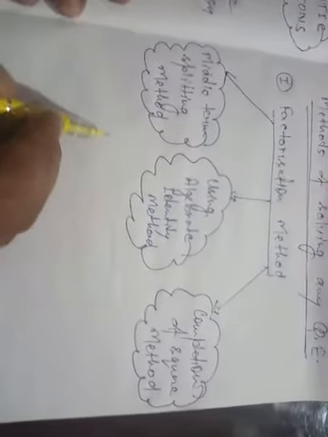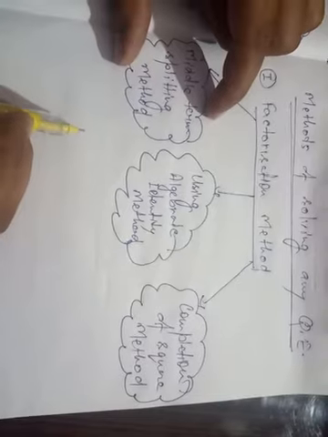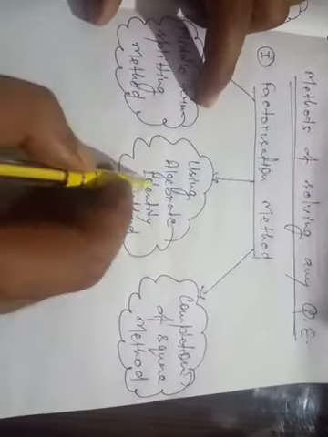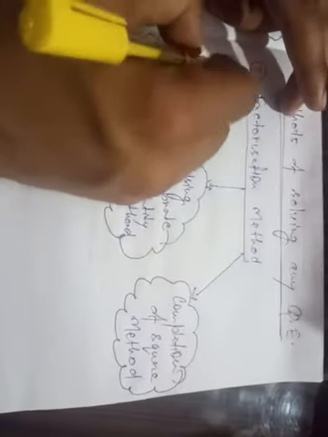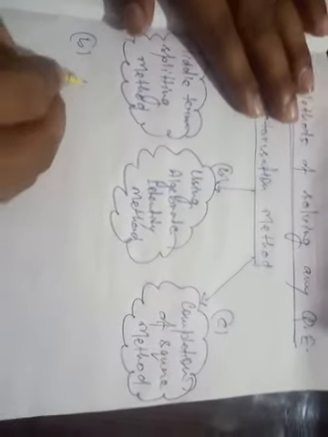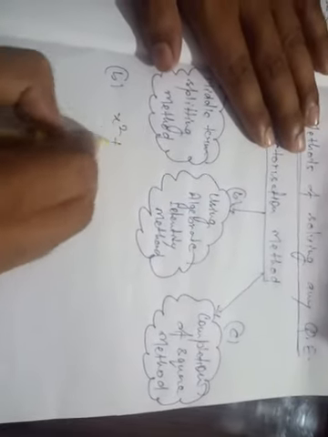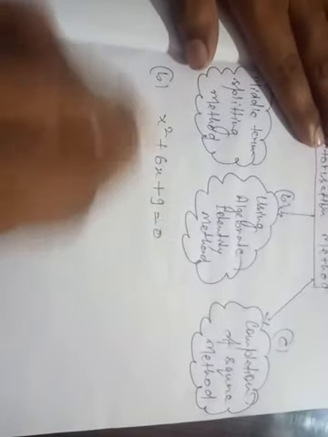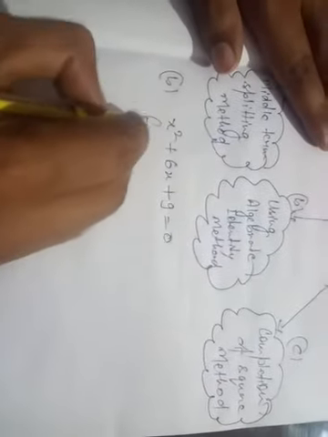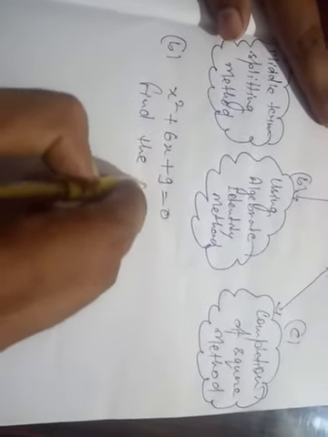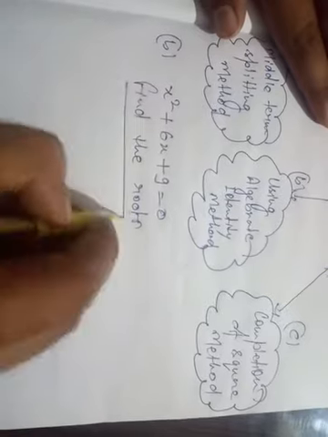First and foremost, because I have told you the middle term splitting method, which you can see the example in the last page, I'm going to the using identity method. That is the second method. So this is A, B, C. If I do this, I'm talking about B, that is the using identity method. Suppose you have been given any quadratic equation x square plus 6x plus 9 equals 0. I will take the same example as I have taken earlier. And you have to find out the roots.